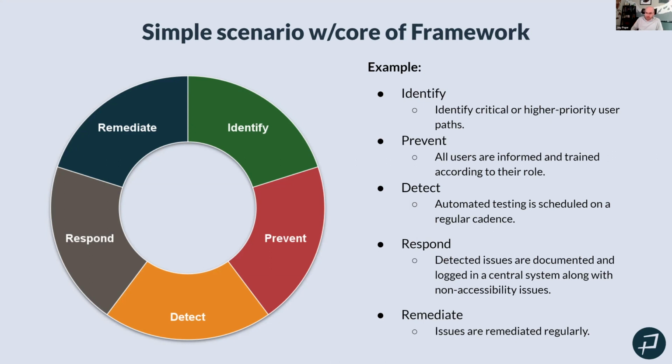Make sure a student can understand it to take the quiz or whatever it is, right? So we're going to identify critical or higher priority user paths. For prevent, all users are informed and trained according to their role. We already talked about that a little bit. Detect, automated testing is scheduled on a regular cadence. And another one could be manual testing, but in this example, we're picking one to start with.